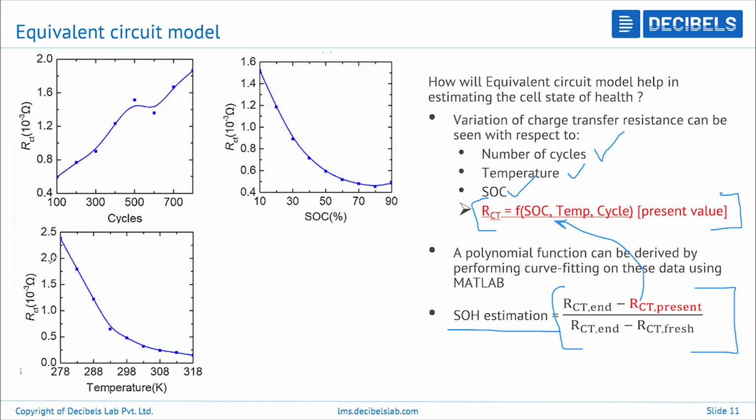So this is how we are able to effectively conduct EIS tests. They are able to reveal a very good amount of information on how the cell components go on degrading over time, and then we are able to more accurately visualize how RCT or any other component for that matter changes with respect to all these values, right? So number of cycles or temperature or SOC, and then utilize it in an SOH estimation model.